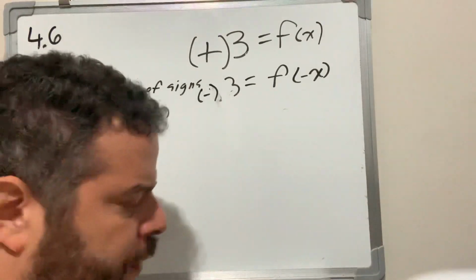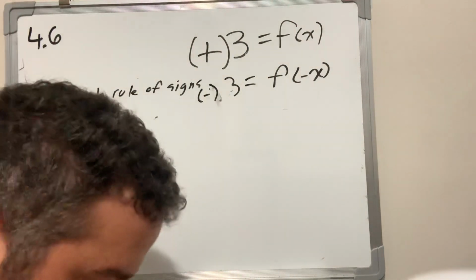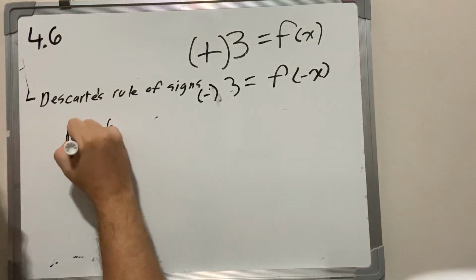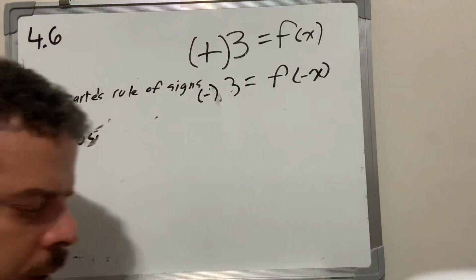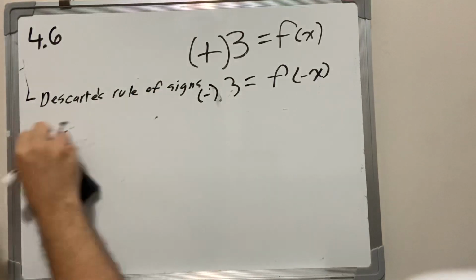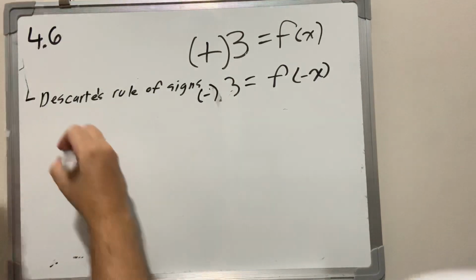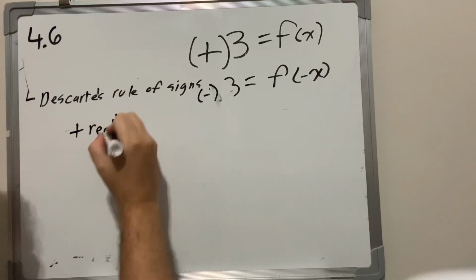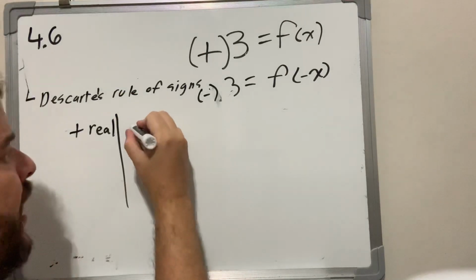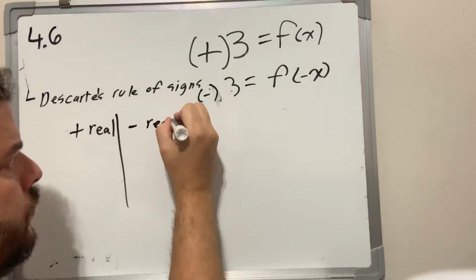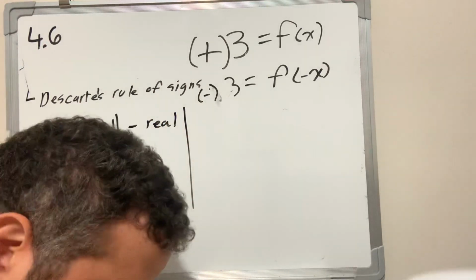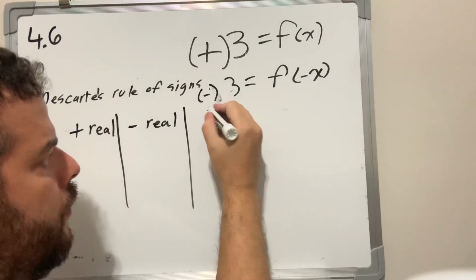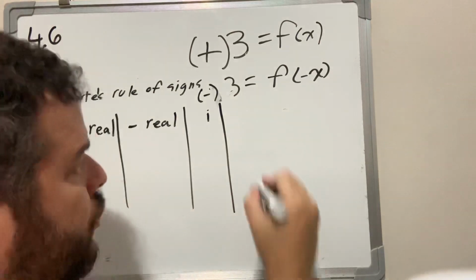Let's look at our different scenarios. Okay, let's see. Let's put positive real, negative real, imaginary, and total.